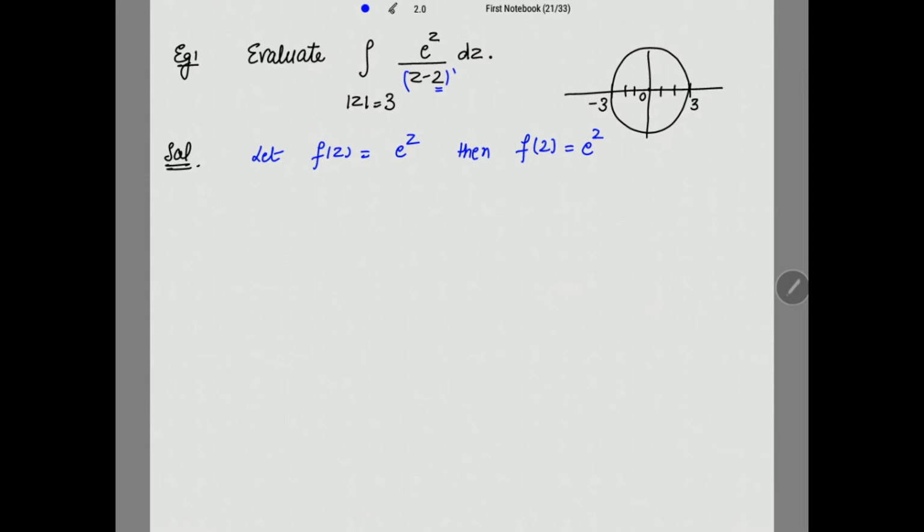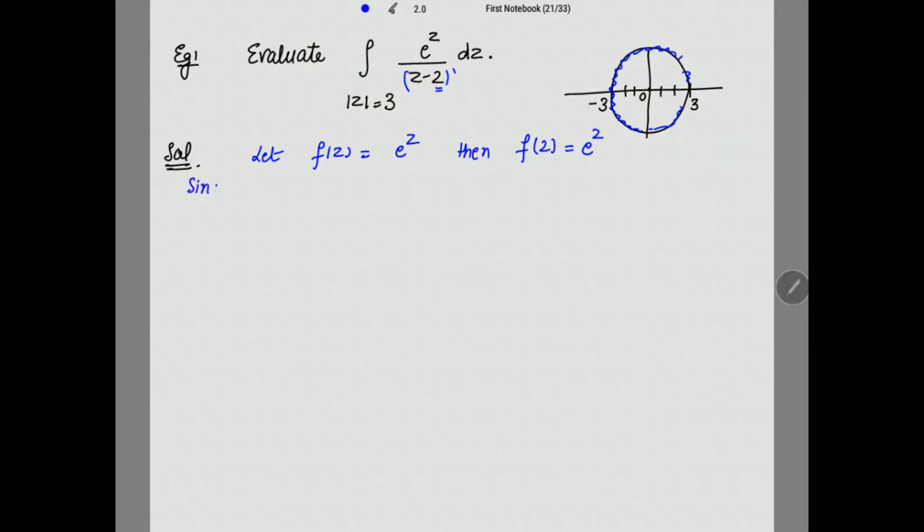Now f(z) is analytic inside the circle and on mod z is equal to 3. And the point z naught, which is 2, does this point lie inside the circle? Yes, because the radius is 3, so this point lies inside the circle.